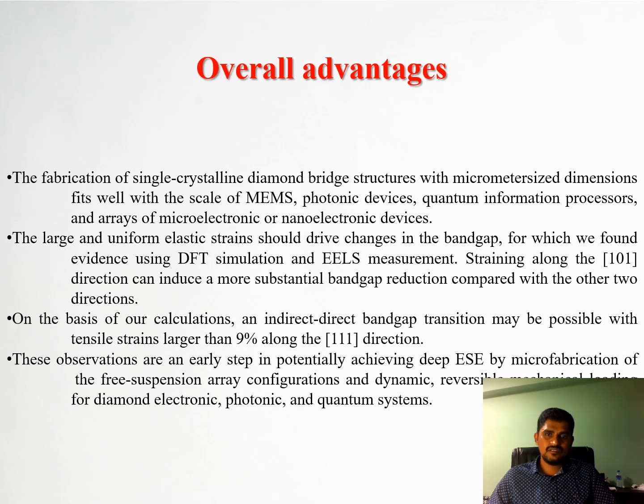And the overall advantages are, as I told before, how the band gap really works for MEMS, photonic devices, and quantum information processing, etc. And then, using methods like EELS and STEM, how it's really working, and on the basis of our calculations, an indirect to direct band gap transition may be possible with strains larger than 9.9% along the 101 direction. Thank you everyone. Thanks for watching.